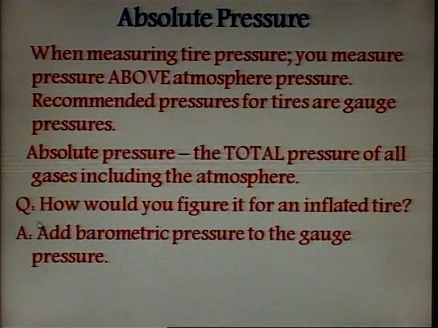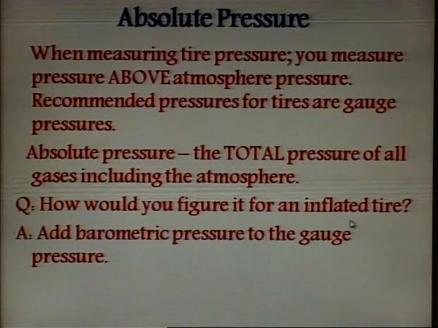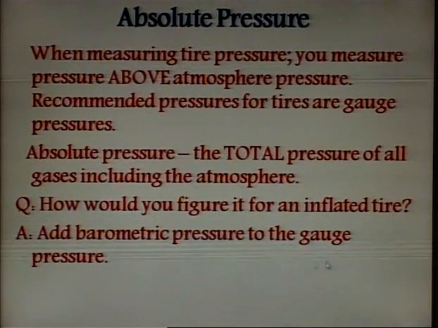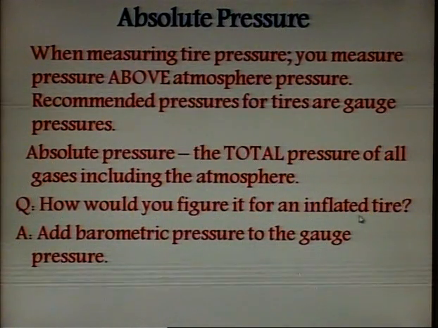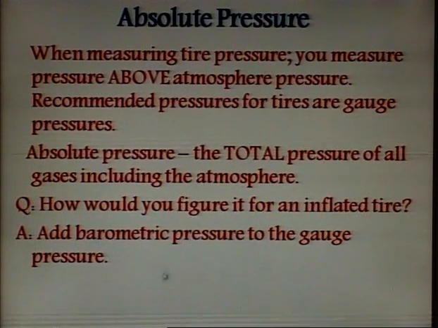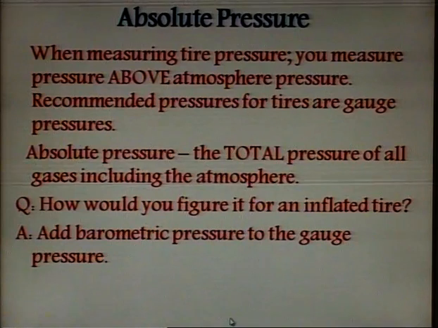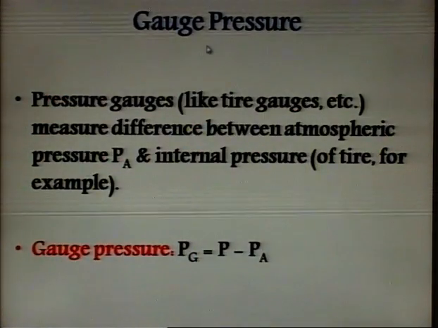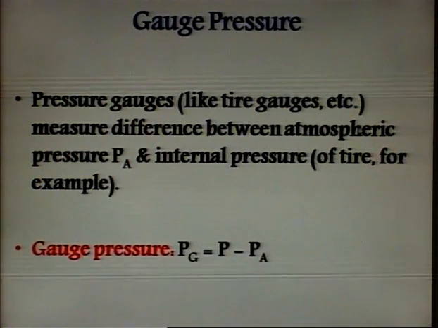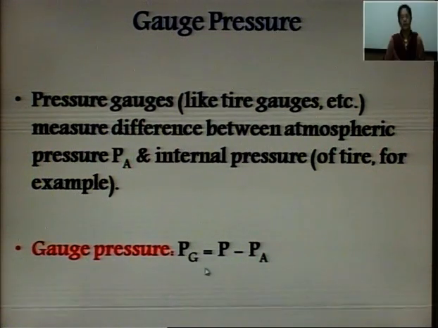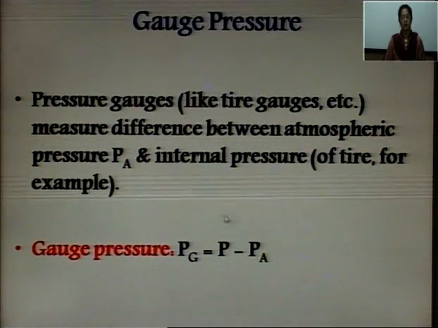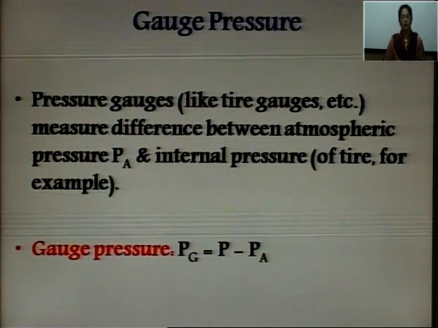So the question is, how would you figure it for an inflated tire? The answer is to add barometric pressure to the gauge pressure. So for an inflated tire, absolute pressure will be gauge pressure plus the barometric or atmospheric pressure. So what is gauge pressure? Gauge pressure is what the gauges measure. It is given as P minus P atmospheric. Using this formula we can find the value of gauge pressure.